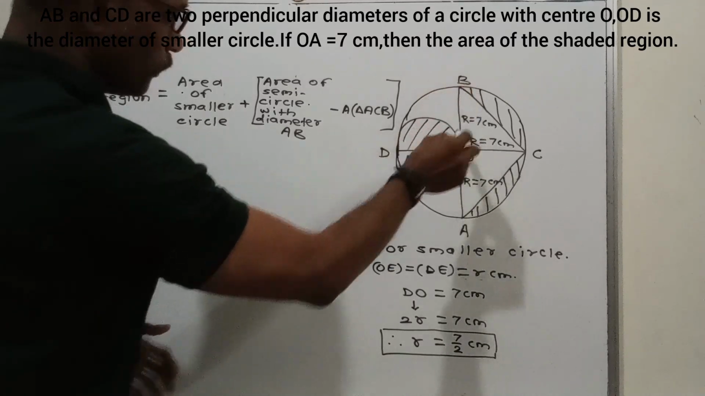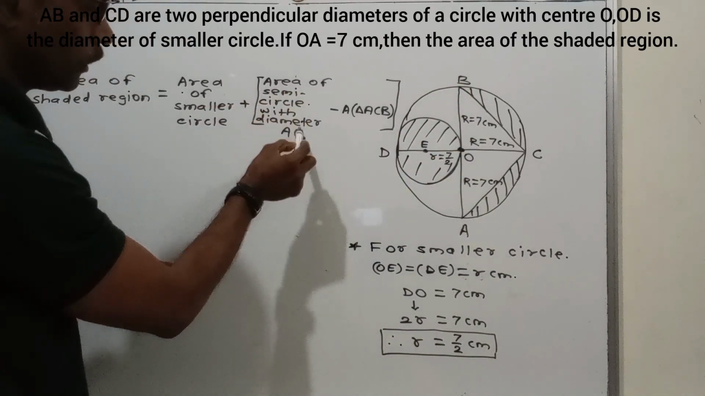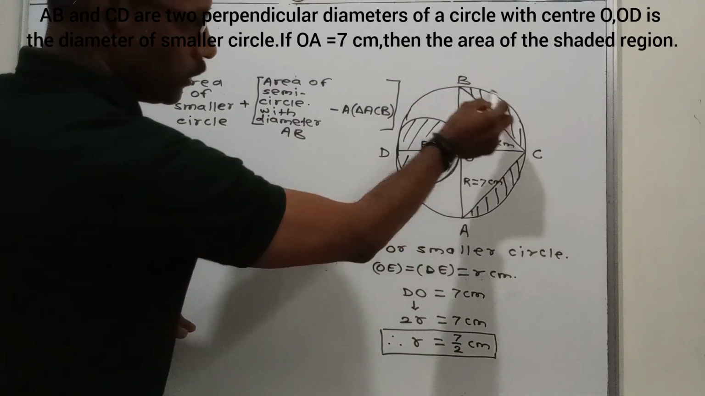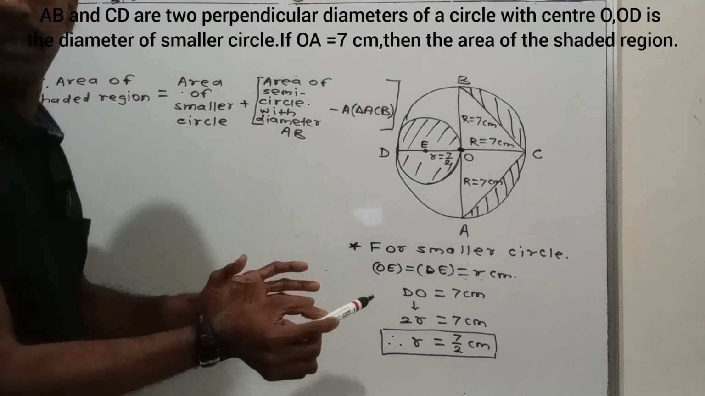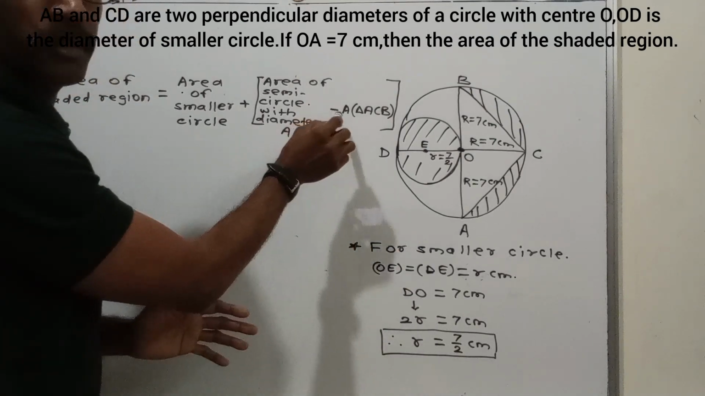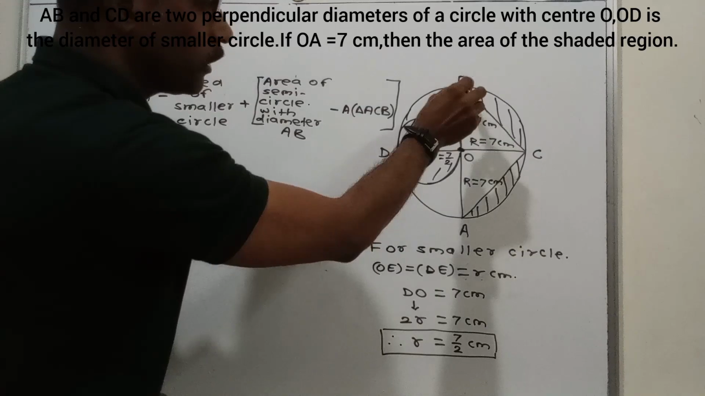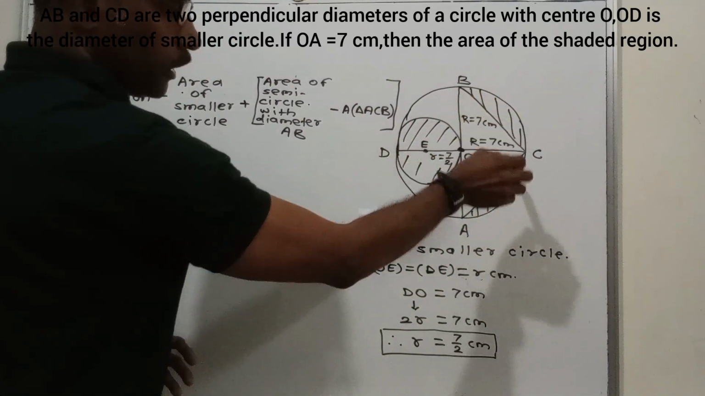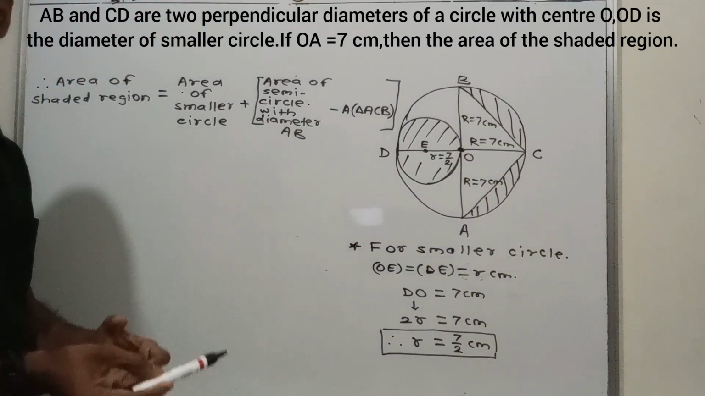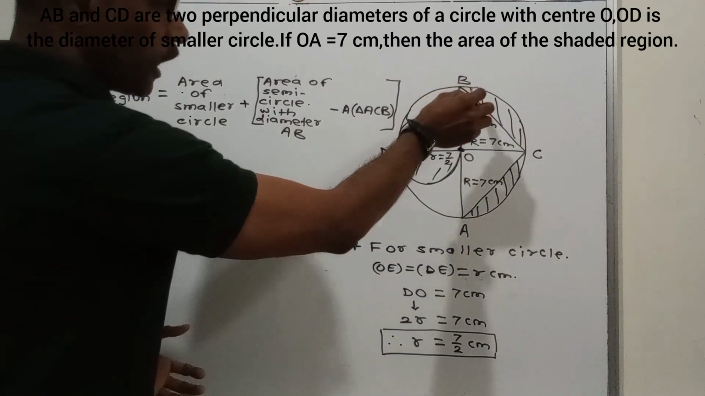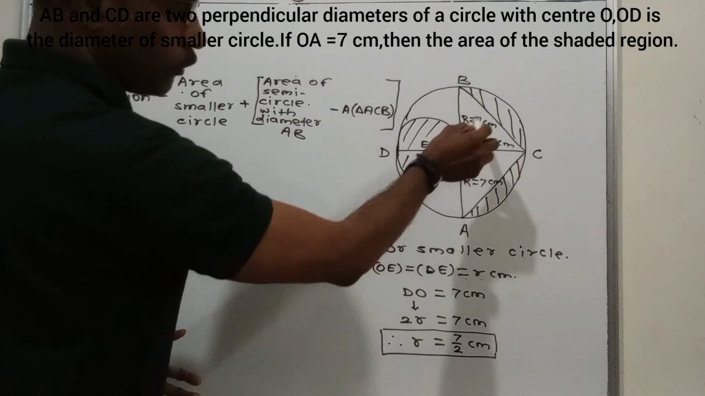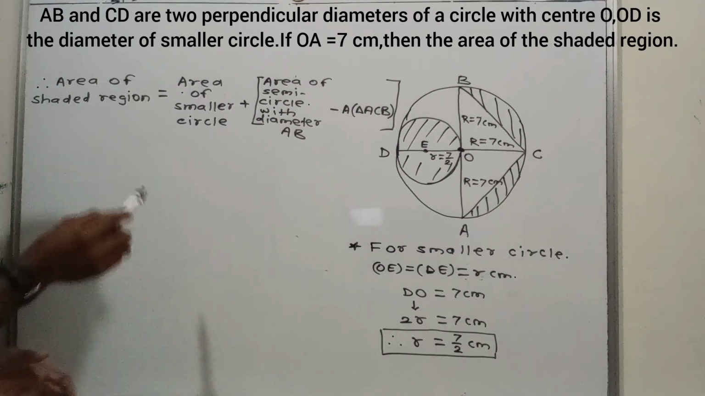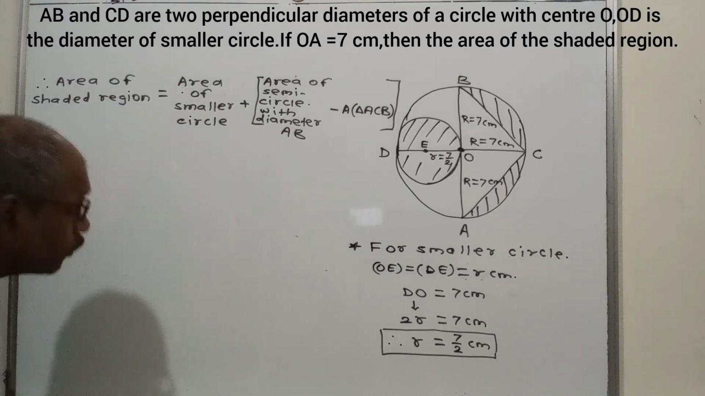So first we write the area of the semicircle with diameter AB, and we subtract the area of this triangle. Then we obtain the area of this shaded region. We subtract the area of the triangle from the area of the semicircle. Did you get it? Therefore, see this carefully now.